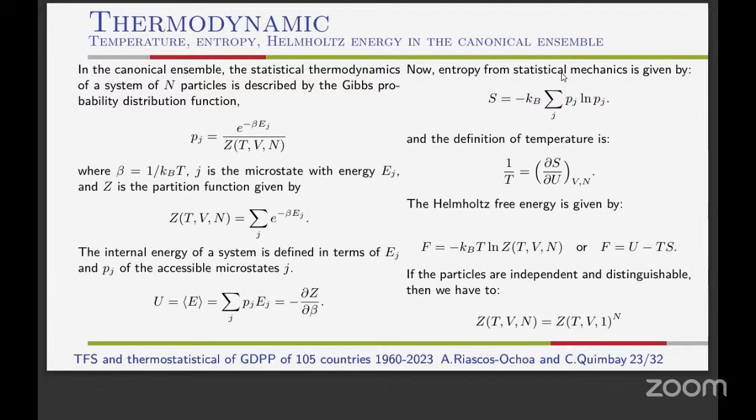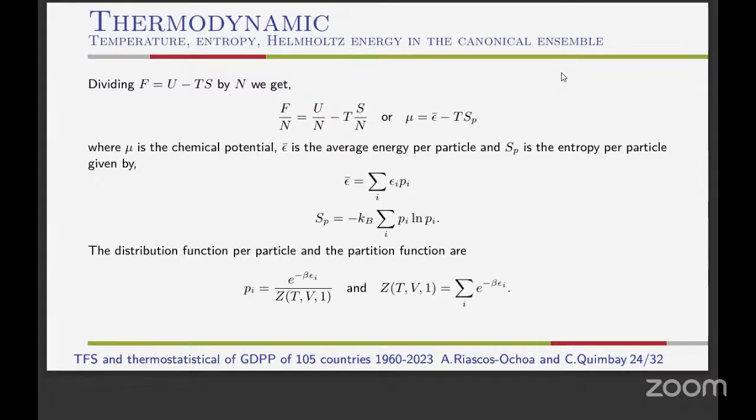Si el sistema de partículas es independiente e indistinguible, uno puede decir que la función de partición del sistema de n partículas se puede escribir a través de la función de partición del sistema de una partícula elevado a la n. Así, entonces, si uno divide, por ejemplo, la energía libre de Helmholtz en términos de n, uno puede encontrar esta relación en la que μ va a ser el potencial químico, manteniendo pues las condiciones anteriores.